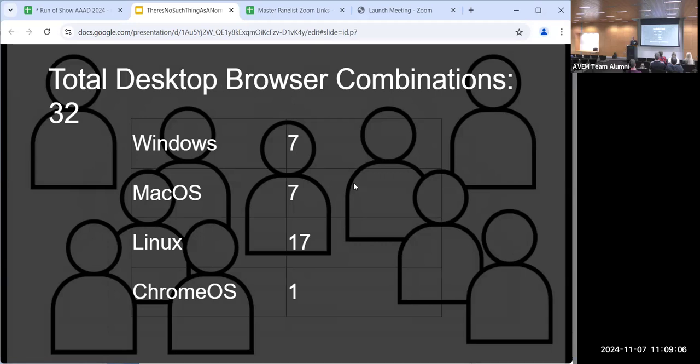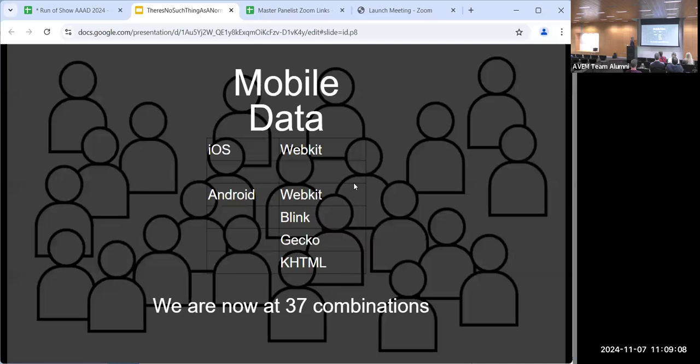For mobile, under iOS, the only thing you have available to you is WebKit. On Android, you have WebKit, Blink, Gecko, and KHTML. There's a couple of other mobile operating systems, Symbian, Fire OS, and things like that. But I've never seen those in my analytics. These are from my analytics. So we're at 37 combinations of browsers and operating systems so far.